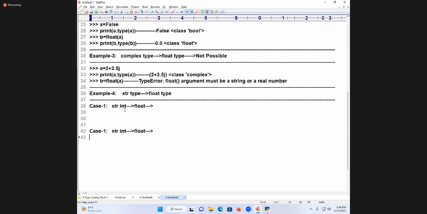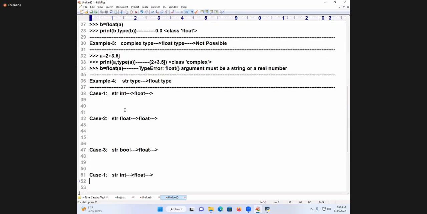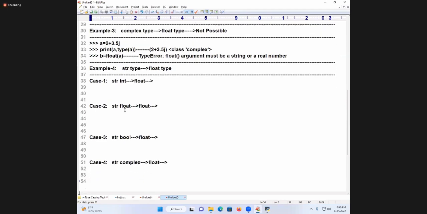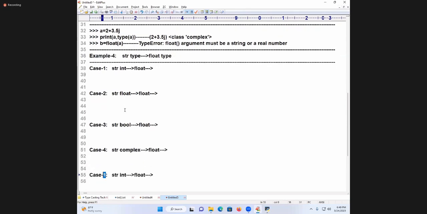Next I will take it what? Case 2. What is this now? Str float to what? Float. Okay, no issue. Case 3. Str bool. Str bool to which type? Float. Next I am going to what? Case 4. What is this now? Str complex. Next, last is what? Pure str. I'll take it as pure str. So I'm going to take it. Now let us start this example first.